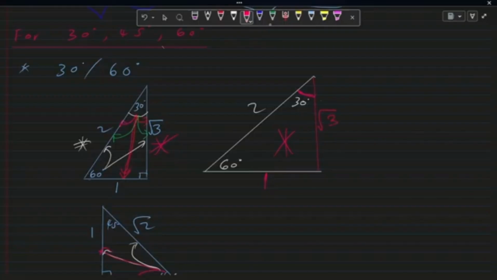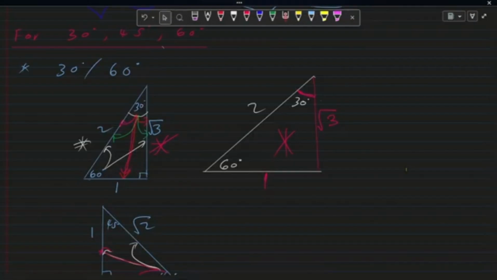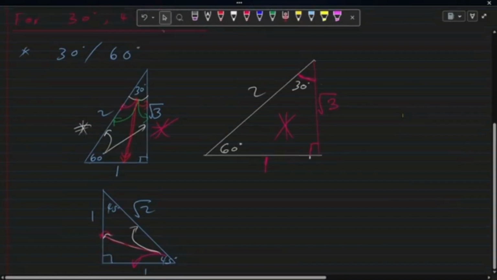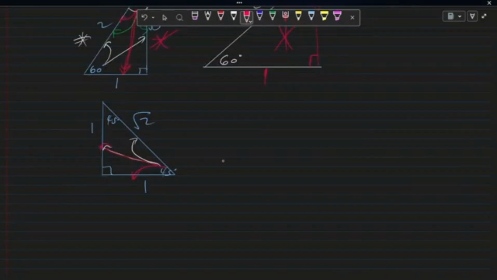Obviously you can determine the length of this side by using the theorem of Pythagoras, as I demonstrated earlier, and you'll find that this is equal to root 3. So if you understand that derivation process, then you have no problems in remembering any of this. Or cramming any of this, which is never a good idea, by the way.